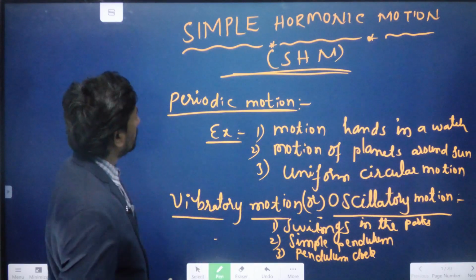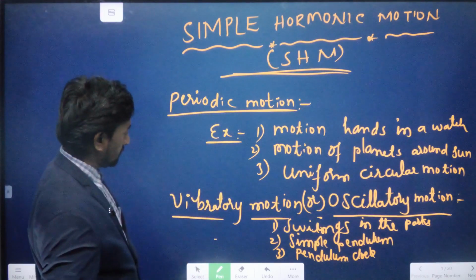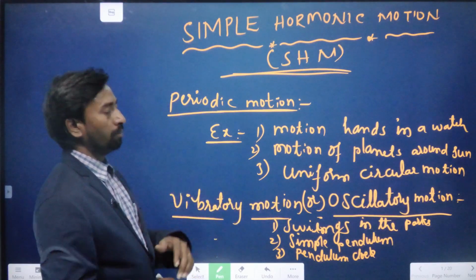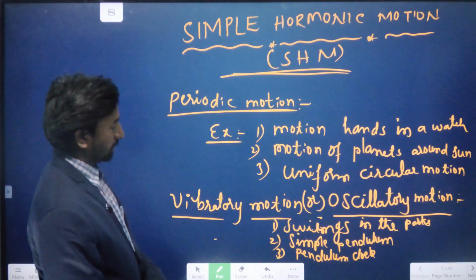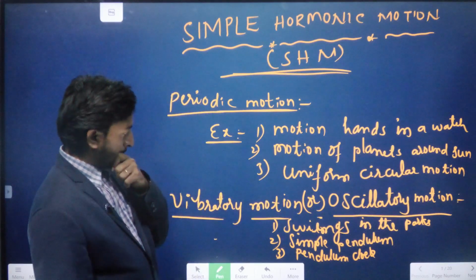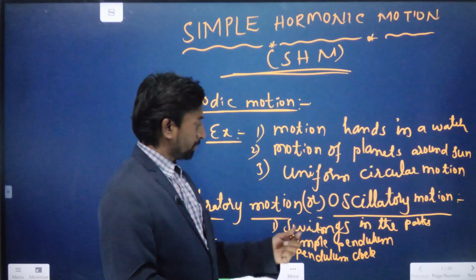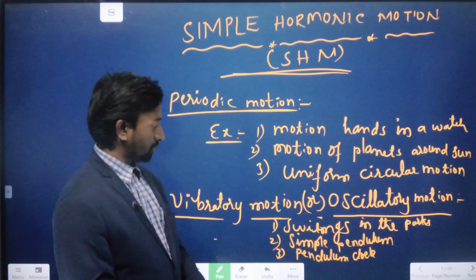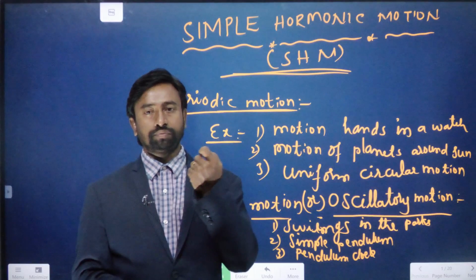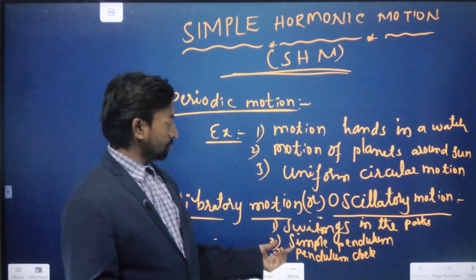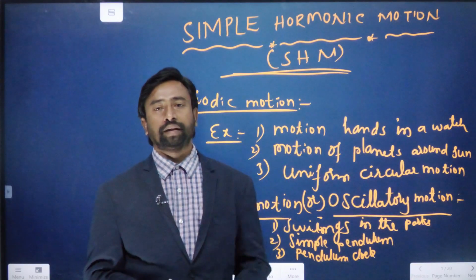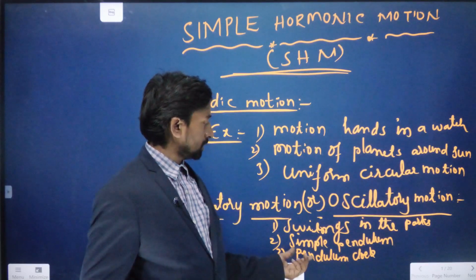All periodic motions may be vibratory motions, but all vibratory motions cannot be periodic motion. If you take the example of a simple pendulum, or one more example, the limbs of the tuning fork, they also vibrate about their mean position. The simple pendulum repeats its motion in a regular interval of time.